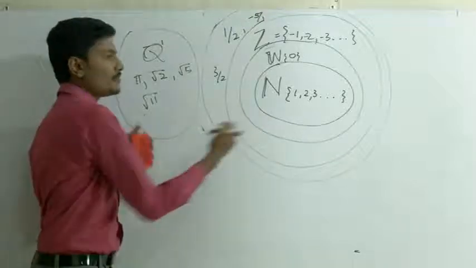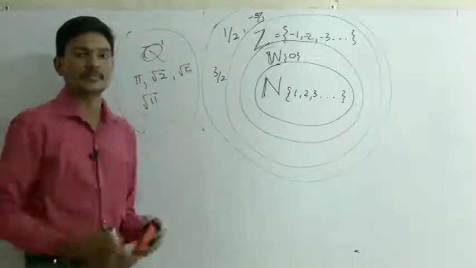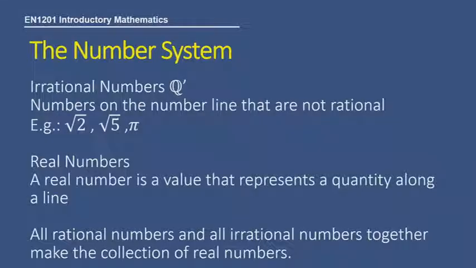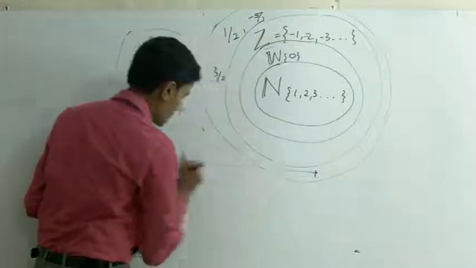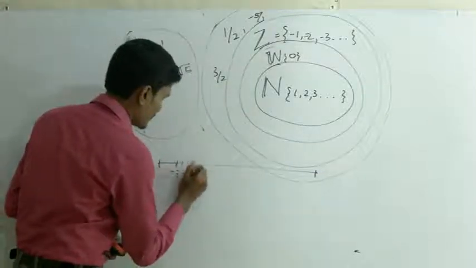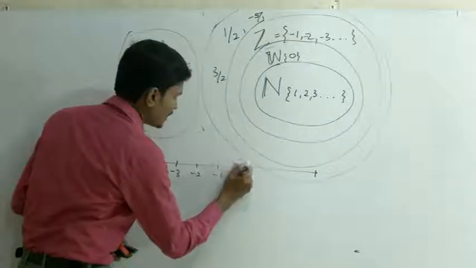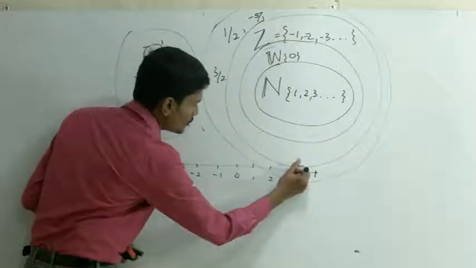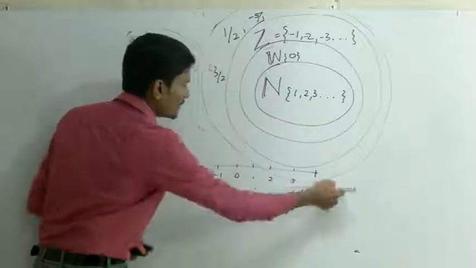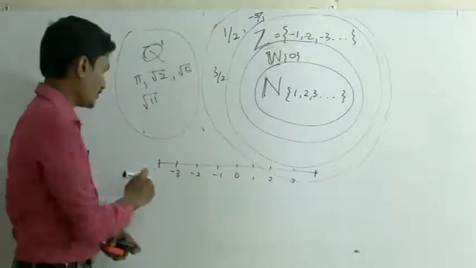So, this is the whole number system of mathematics, and we have the real numbers. A real number is a value that represents a quantity along a number line. All the rational and irrational numbers together make the real numbers. So, what is the real number? We can write the real numbers as minus 3, minus 2, minus 1, 0, 1, 2, 3 and so on. This is also infinity and the starting point also infinity.